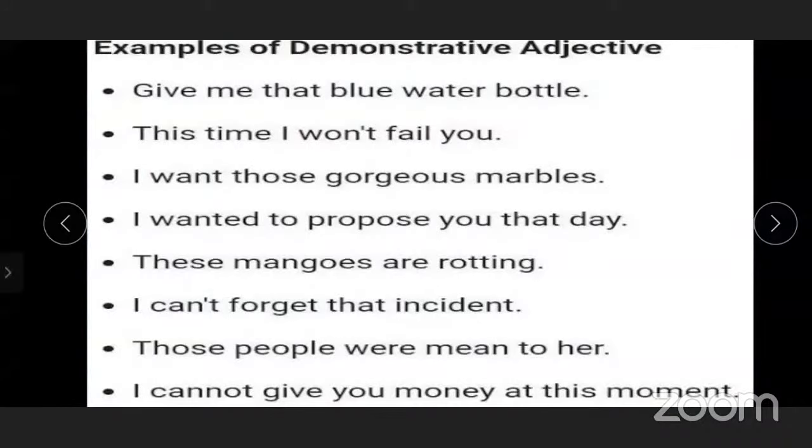So see, can you read this sentence? Give me that blue water bottle. That means it is far from me, so we can use the word that. Yes. Give me that blue water bottle. This time I won't fail you.